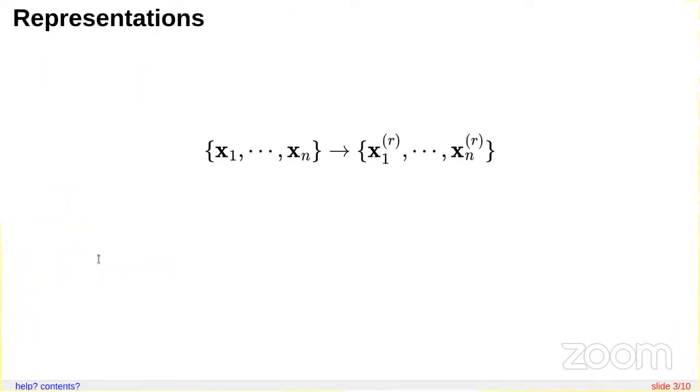Okay, so the first week is about representation learning. The first question is, if you are given a set of n data points, x1 to xn, then our goal is to seek some kind of representation of these data points, right? So some alternate way of representing them. That's what we are calling here x1 superscript r to xn superscript r. This superscript r just denotes a different representation of the data point x1.